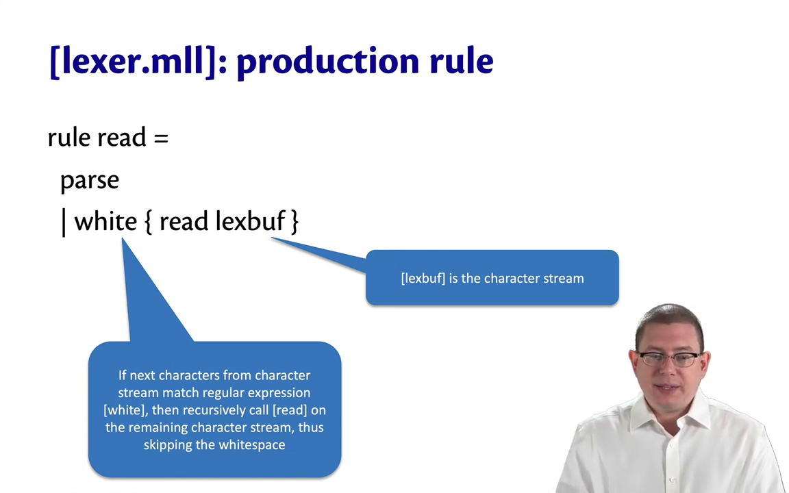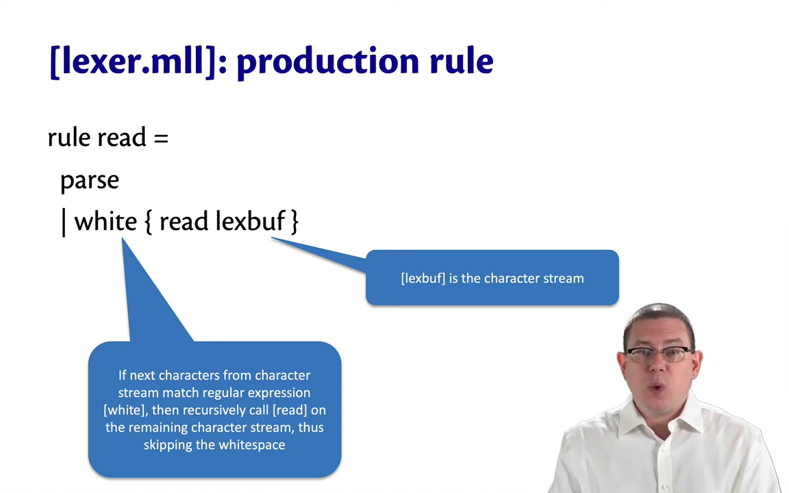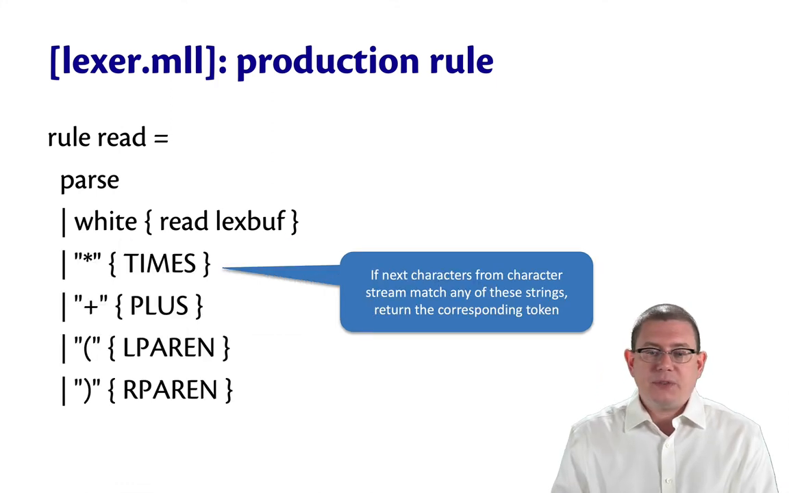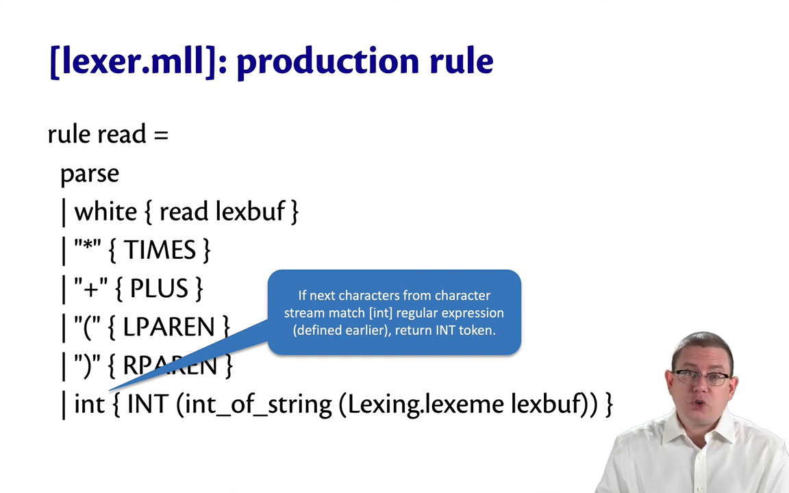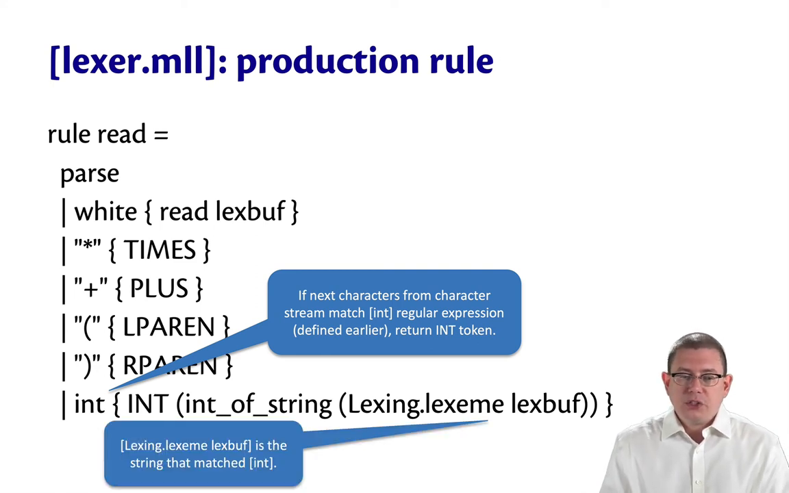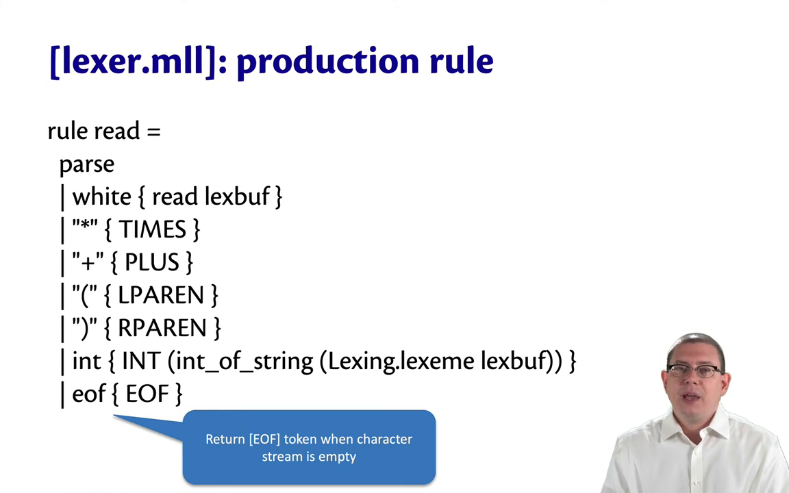When I wrote white here, what that meant is if the next characters from the character stream match the regular expression white, then recursively call read on the remaining characters in the stream, thus skipping the white space. So lexbuf here is a variable that the lexer knows about and that is actually the character stream. So if the next characters from the character stream match any of these strings, then we'll return the corresponding token. Next, if the characters from the character stream match the int regular expression, then we would return an int token and use some functions that are built in here to convert what we matched from that regular expression into an OCaml int. So Lexing.lexeme lexbuf was the string that matched the int. And finally, we could return the end of file token when the character stream became empty.